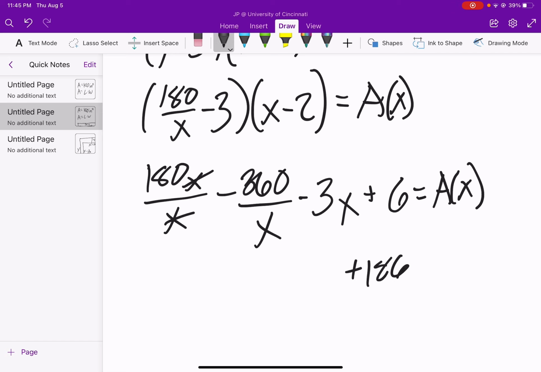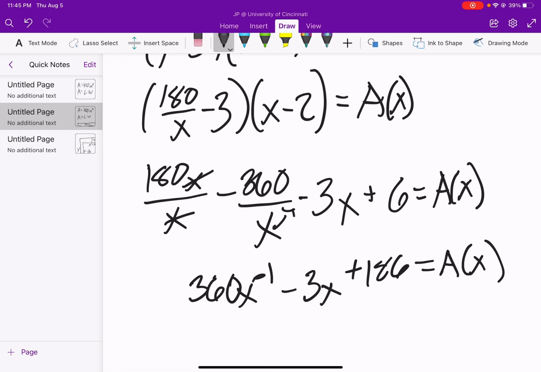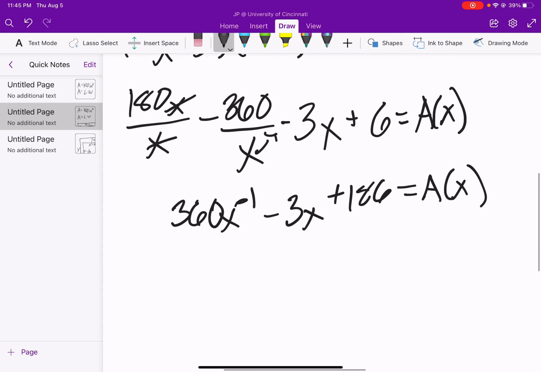And actually right here, this will be enough to take the derivative. So I'm going to bring this up into the numerator and just call it x to the negative 1. So x to the negative 1 minus 3x plus 186 equals our area function. All right, so we're good to take the derivative here.